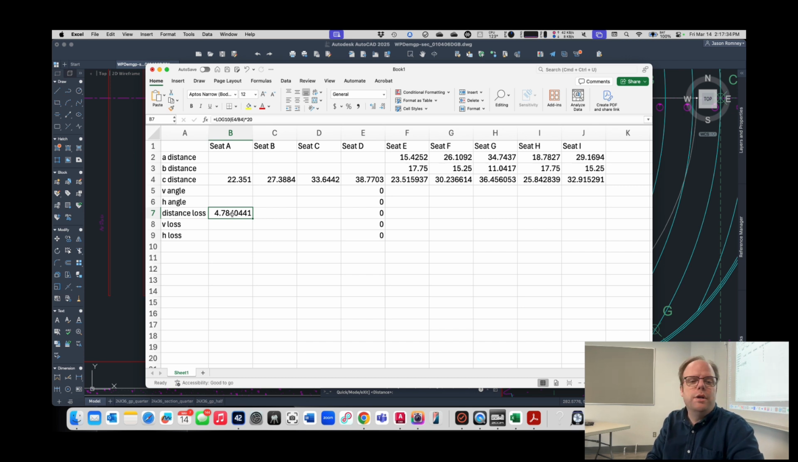So seat A, which is the front row, should be 4.78 dB louder than seat D, which makes sense because it's closer, it's a shorter distance, right? So it should be louder. And it was the reference of D over whatever it is you're comparing it to?